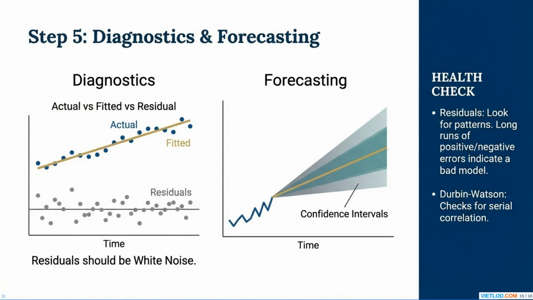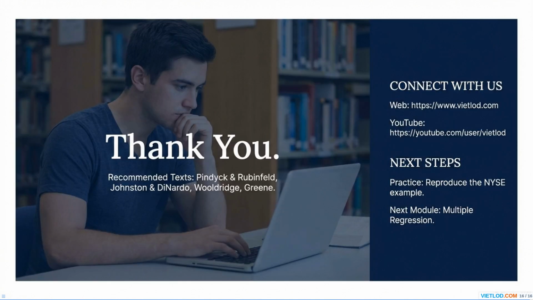Another important diagnostic is the Durbin-Watson statistic, which specifically checks for serial correlation in the residuals. This is vital because serial correlation violates one of the key classical linear regression model assumptions, compromising the reliability of our inference. Once we're confident in our model's health based on these diagnostics, we can then confidently use it for forecasting. The model projects future values, and importantly, we generate confidence intervals around these forecasts to quantify and represent the inherent uncertainty in our predictions.